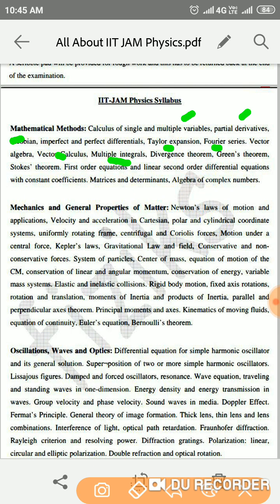Now the next topic is differential equation, and the syllabus of differential equation is not very diverse, so you just have to study first order equation and linear second order differential equation with constant coefficient. And then at last, matrices are also very important. And at last there is complex number. So that was all for the mathematical physics syllabus.